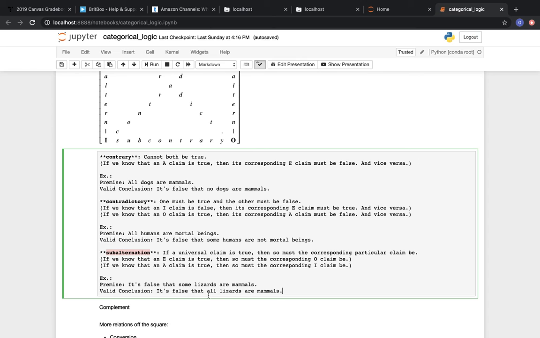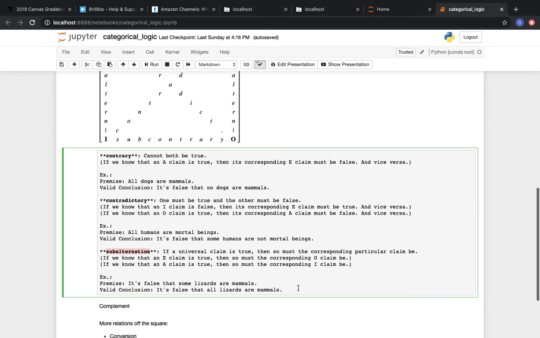After all, if it were true that all lizards are mammals, then by this same rule it would have to follow that some lizards are mammals. But we're starting with the assumption that it's false that some lizards are mammals, and so it follows that it's false that all lizards are mammals. Okay, that's the rule of subalternation. Notice again that these claims must correspond. They must have the same subject term, they must have the same predicate term.